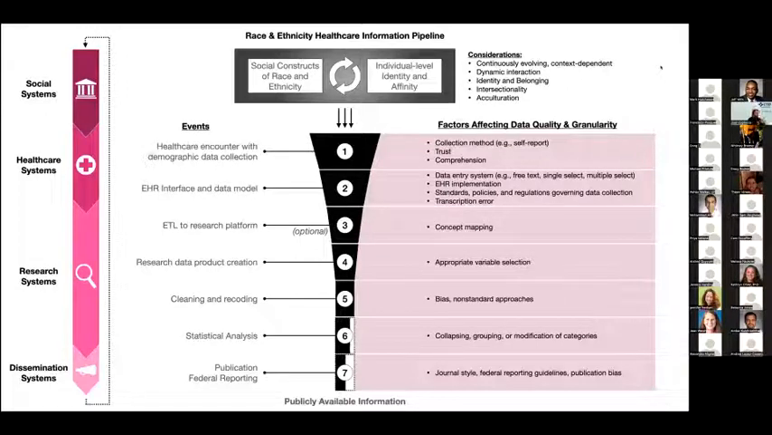So what is the EHR interface and data model? So what are the data entry systems? Are the race and ethnicity fields, are they free text? Are they single select? Are they multiple select? Are they separate? Are they the same? And a lot of this comes down to, how is the EHR implemented? Do you have certain standards and policies and regulations that govern the process of data collection? Is there transcription error?